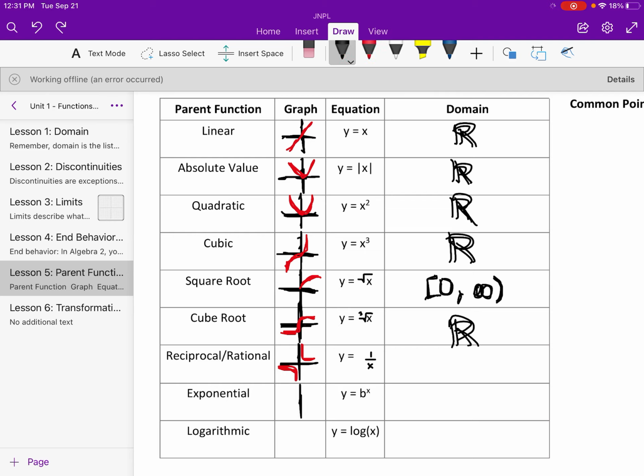Exponential function, this one, if you think of something rising exponentially, that's what it looks like. And oh, I forgot to say for the reciprocal function, the domain is negative infinity to 0, not including 0, and then 0 to infinity. Same thing with the range for that one. That would be the same. Alright, exponential, all real numbers.